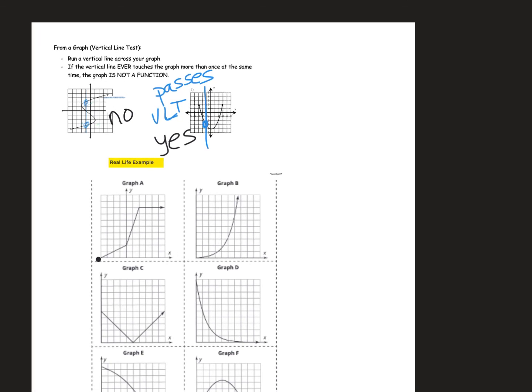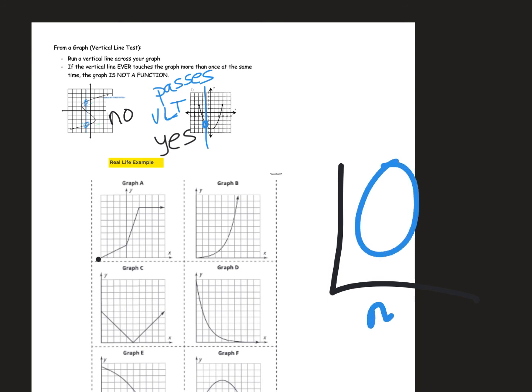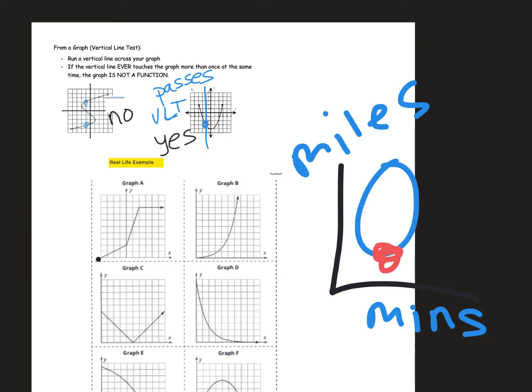And here's why. Let's say I'm drawing myself a graph. I'm out for a walk. This represents the number of minutes that I'm walking. This is how many miles I've walked. If this were an example of a graph, that would be saying that I'm like 1 mile away and 4 miles away at the same time. Can you be 2 places at once? No. So that's why this is not a function, and why failing the vertical line test means it's not going to be a function.